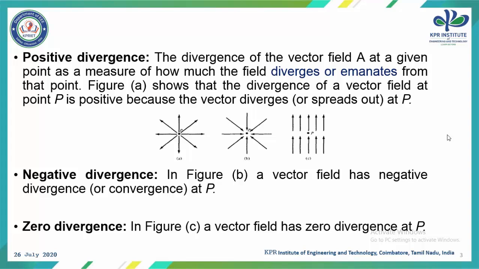You have to remember these formulas, which will be useful to solve the problems. We have three types of divergence: positive divergence, negative divergence, and zero divergence. In general, divergence means spreading. Now positive divergence: the divergence of a vector field A at a given point P is a measure of how much the field diverges or emanates from that point. Just look at this figure: at the point P, it is spreading, so this is the positive divergence. Look at figure B: at point P it is converging, so it is a negative divergence. This is a zero divergence.